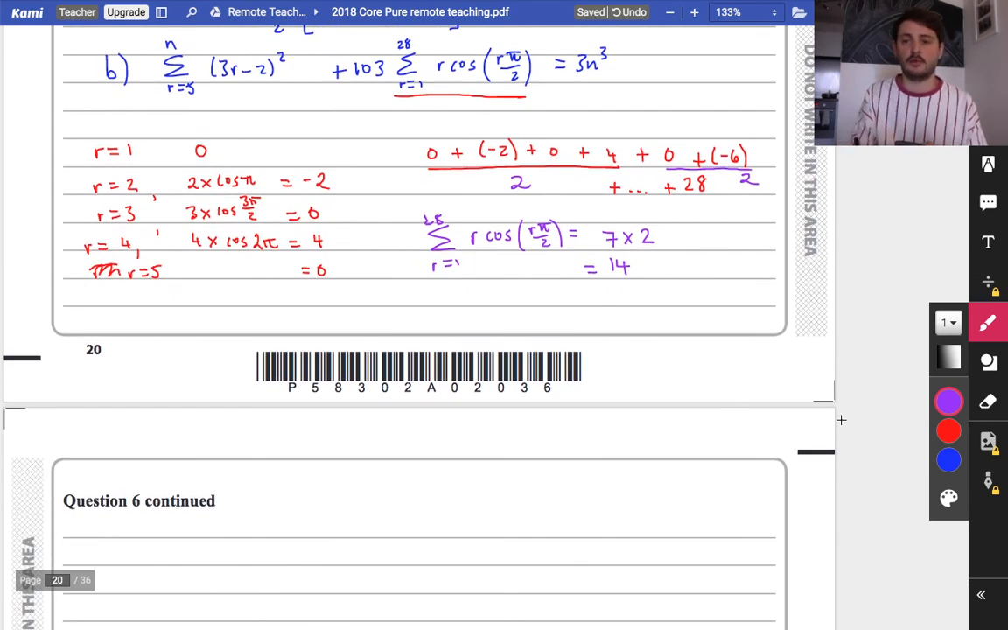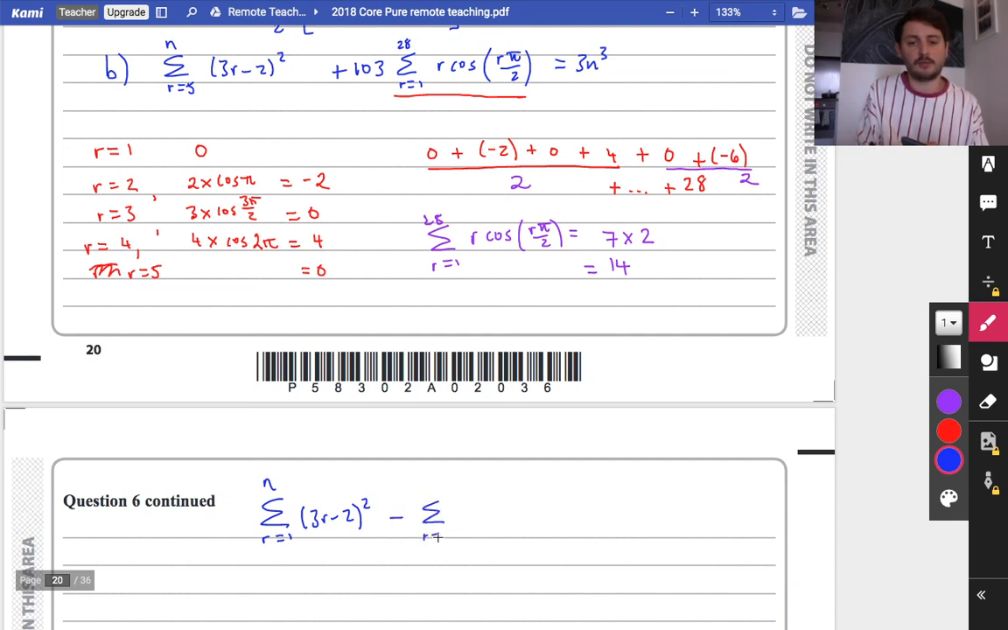Let's actually do some of the normal bit of the question. Like I said, try and type just this red bit in your calculator, and you will come up with 14. So this first bit between 5 and n, well, we normally do it between 1 and n of 3r minus 2 squared. And if we do it between 1 and n, we have to subtract between 1 and 4. Remember, you don't subtract all the way up to 5, you subtract to the 1 below it. And we've just worked out that this thing here is 14. So that's plus 103 times 14 equals 3n cubed.